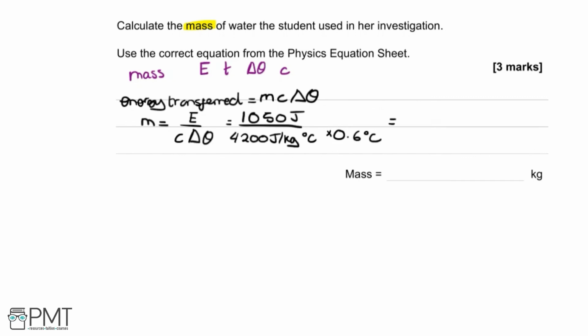If we plug these values into our calculator, we get an answer of 5/12, which to 3 significant figures rounds to 0.417 kilograms. We get 1 mark for identifying the right equation as well as substituting in the correct values. We get 1 mark for rearranging the equation, and the final mark for the final answer.